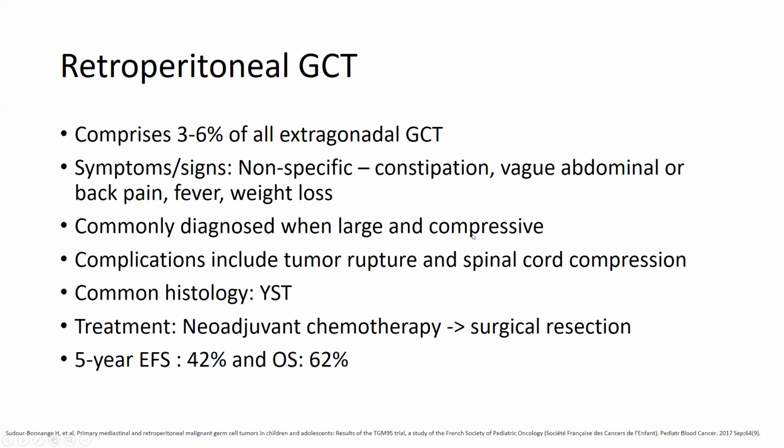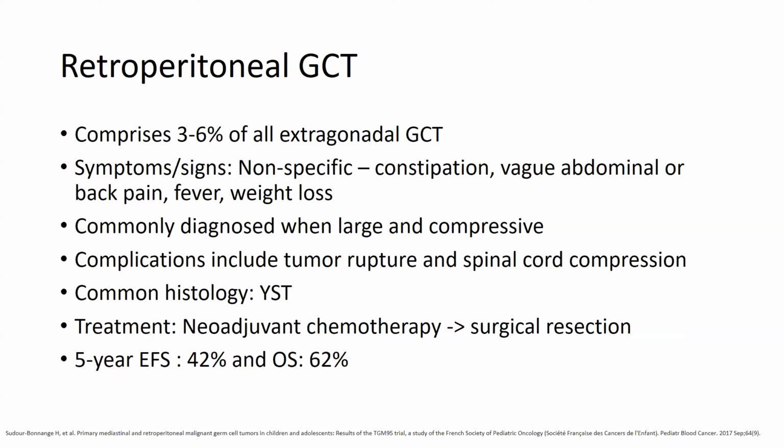So let's talk about retroperitoneal germ cell tumors, and this comprises about 3 to 6% of all extragonadal germ cell tumors. Symptoms and signs are extremely non-specific. They can have constipation, vague abdominal pain or back pain, fever, weight loss. And commonly they're diagnosed when large and compressive. Complications include tumor rupture and spinal cord compression.